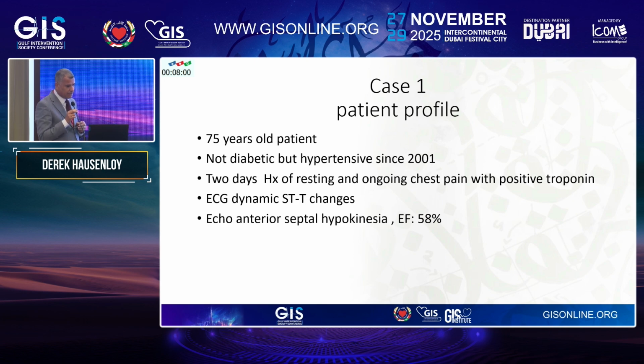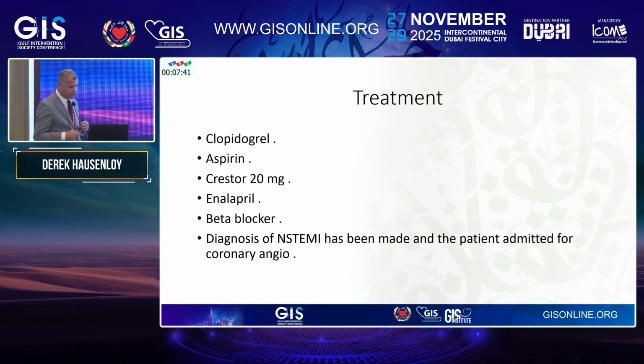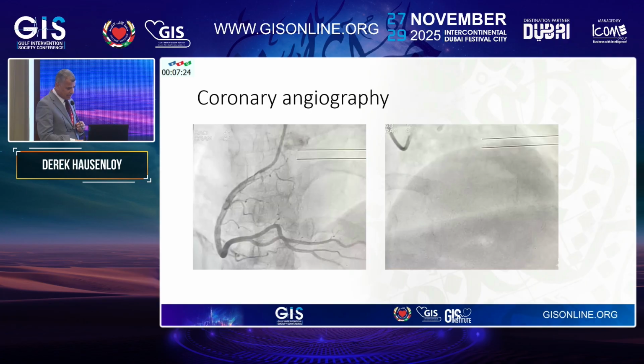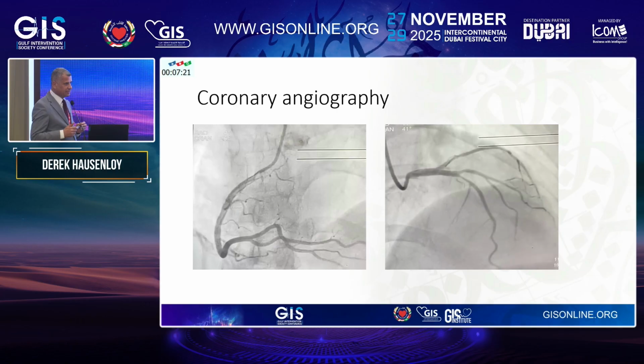So this is the first case, a 70 years old female. She's not diabetic, but hypertensive since 2000. She had a 2 days history of resting ongoing chest pain with positive troponin, dynamic ST-T changes on ECG, and echo revealed anteroseptal hypokinesia with good ejection fraction. She was already on clopidogrel, aspirin, Crestor, enalapril, and a beta blocker. So a diagnosis of non-ST elevation myocardial infarction was made, and the patient was admitted for early coronary angiography and possible intervention. Coronary angiogram was done, and that was the left system.